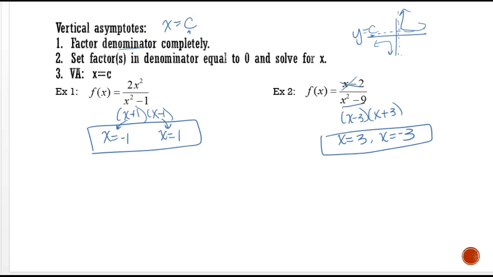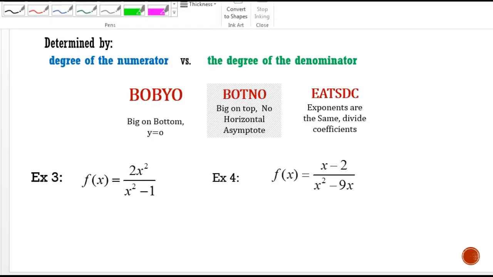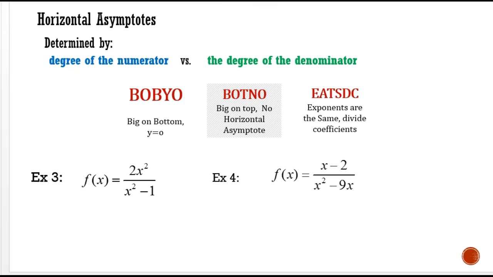Now, the second thing we want to find is how do we find the horizontal asymptotes? All right, so here's my little trick for that. When you're determining horizontal asymptotes, what you're looking at is the degree of the numerator. What is that? The highest power of x in the numerator versus the highest power of x in the denominator, okay? And then you follow this little rhyme, Bobbio, Botno, eats DC, okay? And here's what this means.